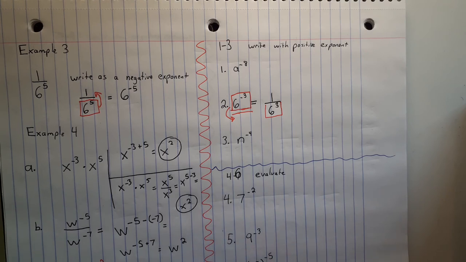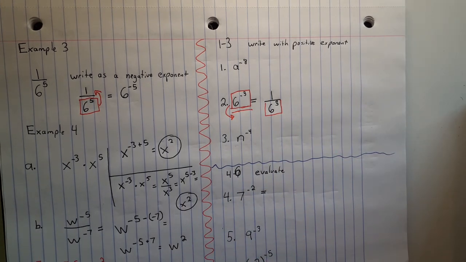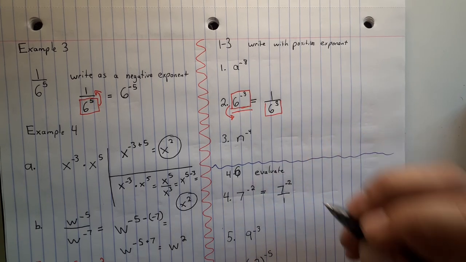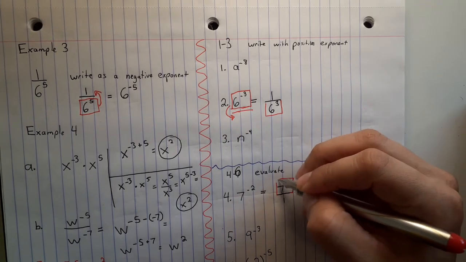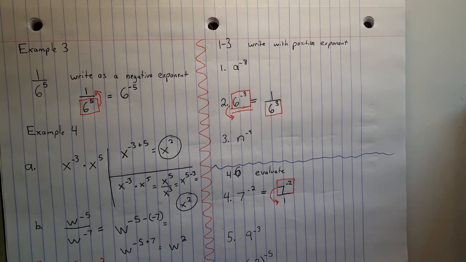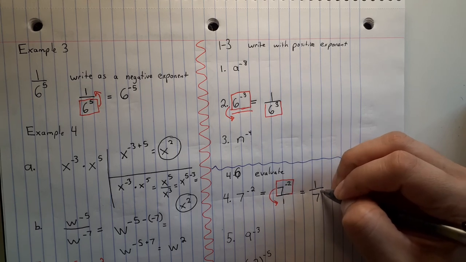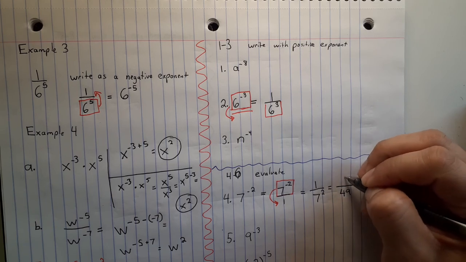Problems 4 through 6 are asking to evaluate. So I will do problem 4. 7 to the power of negative 2. So 7 to the power of negative 2, which is the same as 7 to the power of negative 2 over 1, because anything can be put over 1 if nothing is written there. Move that to the bottom. And now I have 1 over 7 squared. 7 squared is 49, and the 1 stays the same.